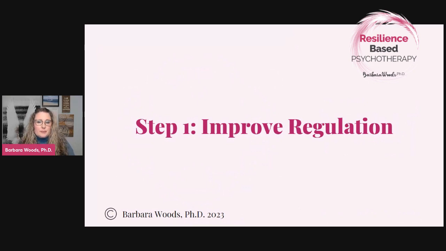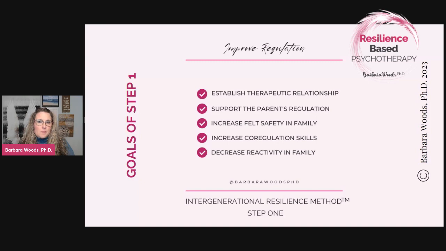So let's get into improving regulation. There's several goals in this step 1 of the intergenerational resilience method, and they're all based on the autonomic regulation within the parent and then within the child. If you're unfamiliar with what autonomic means, it's part of the nervous system that controls your fight, flight, freeze, connection, and safety states. It's the foundation of therapy, the foundation of most of our interventions, and it's also really the foundation of treating intergenerational trauma.